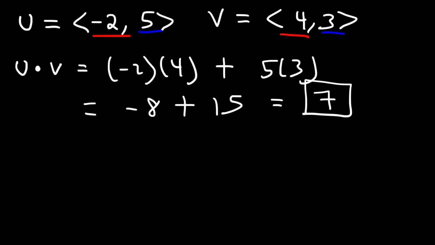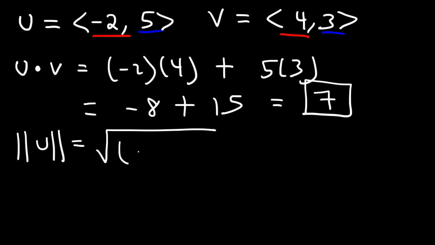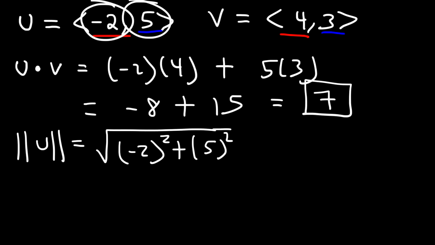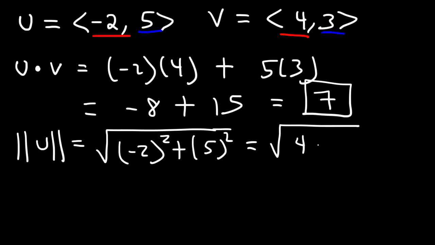Now, our next step is to calculate the magnitude of vector u. And it's going to be the square root of the square of the x component and the square of the y component of vector u. So this is the x component of vector u, and this is the y component. -2 squared is 4, and 5 times 5 is 25. And so we get the square root of 29.